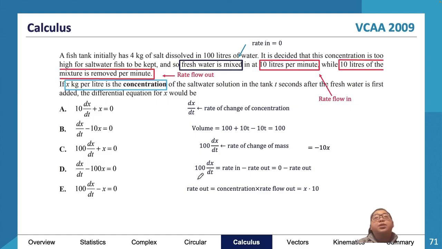Therefore this is going to be equal to negative 10x in terms of the rate of change of our mass. So we'll get that 100 dx/dt will equal negative 10x, so therefore 10 dx/dt plus x will just equal 0 when we rearrange and solve for that. So it'll be option A.